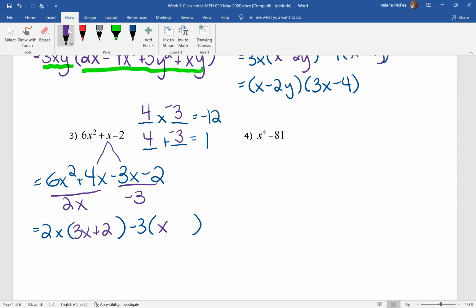Oh, I don't know why I put a 3 there. That should be a 1. Changing this as well. So -1 is common. -3x divided by -1 is positive 3x. -2 divided by -1 is positive 2. Much better. Now we see that 3x plus 2 is common, leaving a quotient of 2x minus 1.